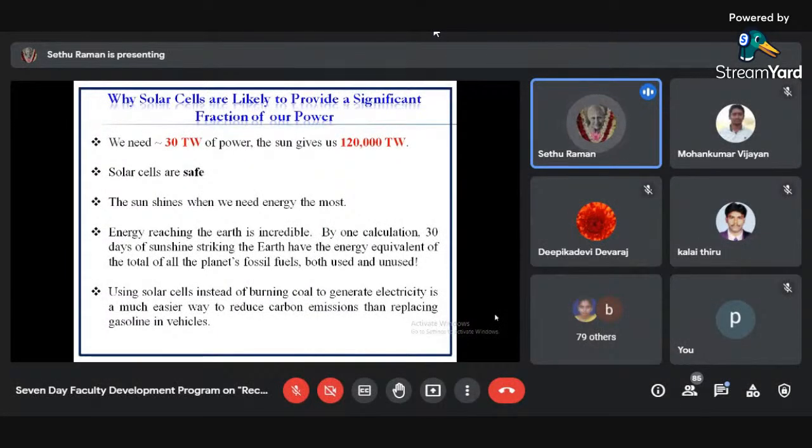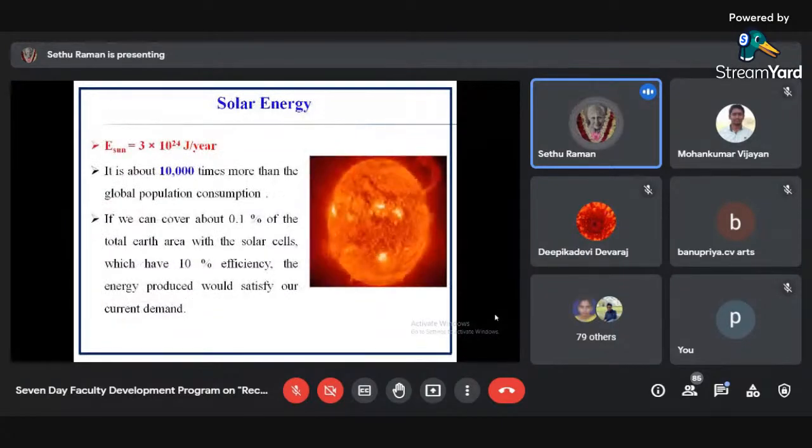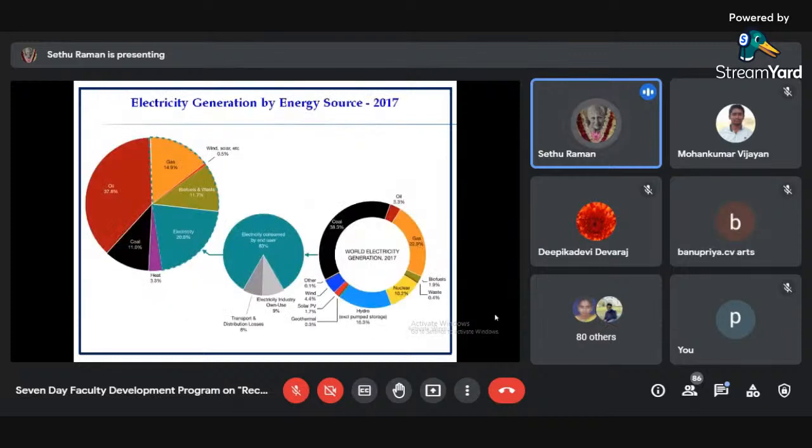So people always think about developing solar energy conversion. Of course, the energy we are receiving from the sun is almost 3 times 10 to the power of 24 joules per year. It is about 10,000 times more than the global population's consumption. So if we cover about 0.1% of the total earth area with solar cells at 10% efficiency, then the energy produced would satisfy our current demand.